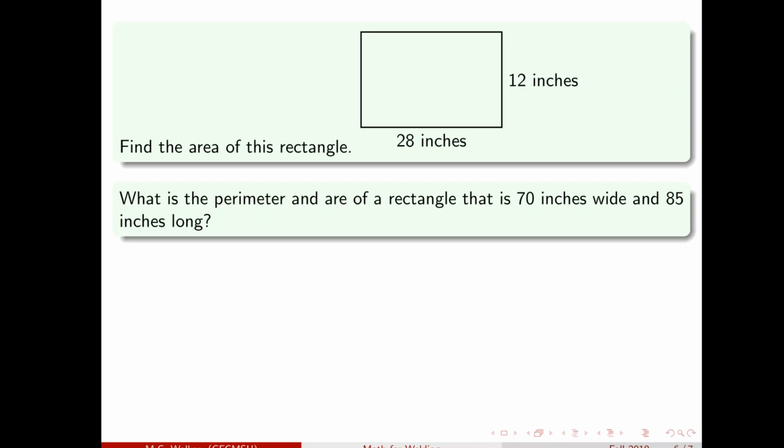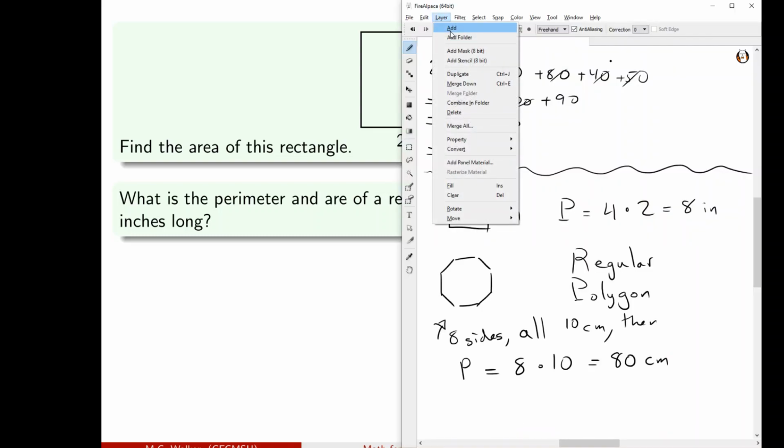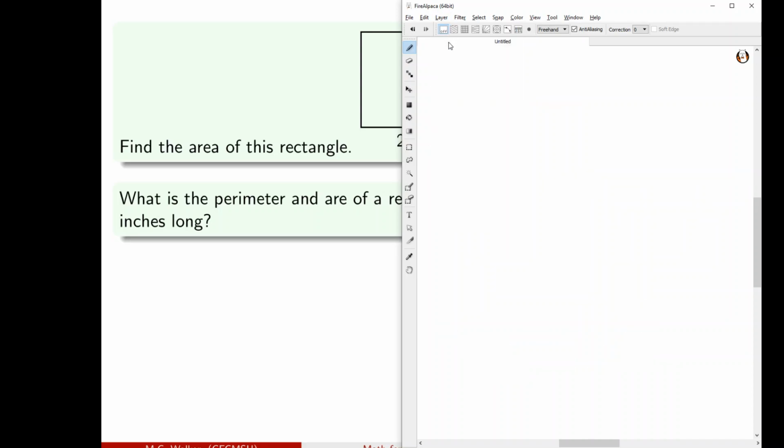So back to our last two questions. Find the area of this rectangle, 28 by 12 inches. This is 28 times 12, which is 336 square inches. Inches times inches is equal to square inches, or inches squared. That means the same thing.